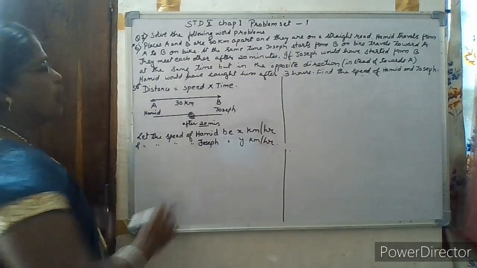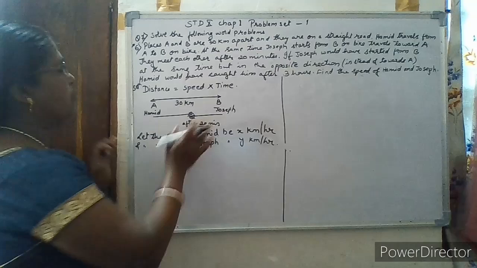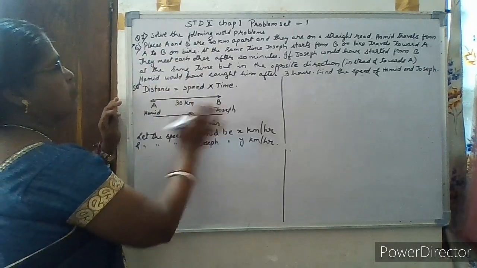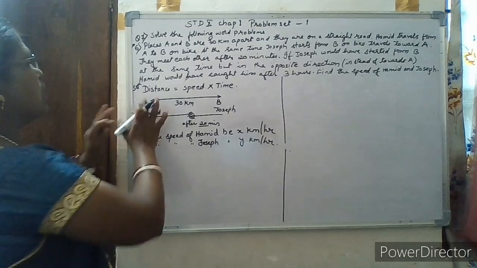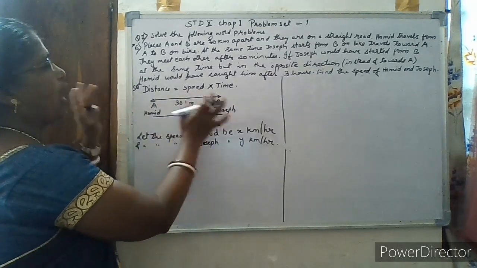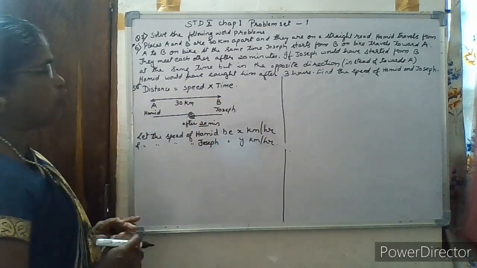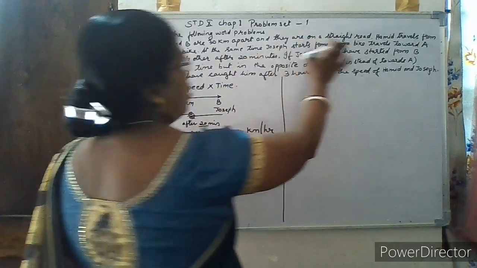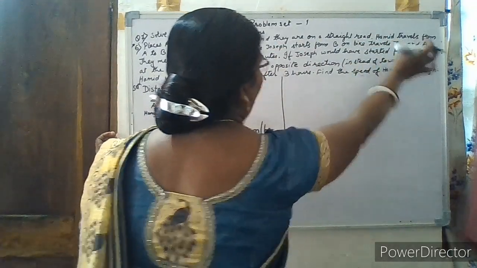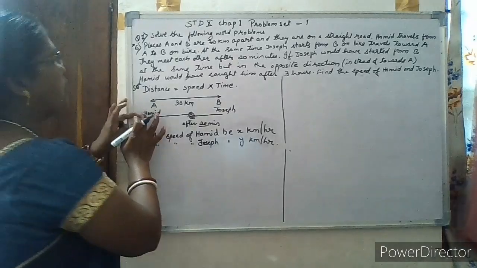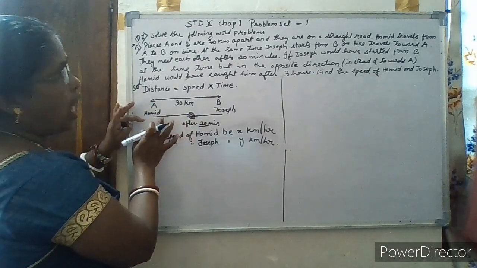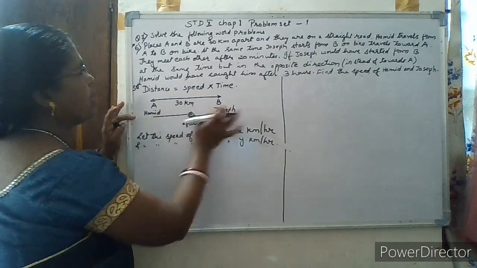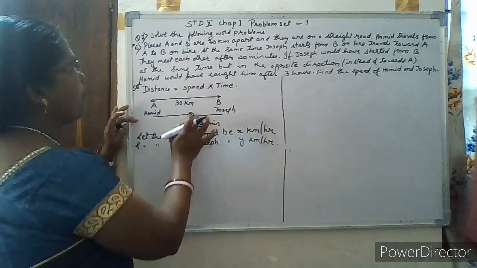So now again I'll explain the first condition. Places A and B, two places are there. The distance between place A and place B is 30 kilometers, and they are on a straight road. Hamid travels from A to B. He is going in this direction on a bike.